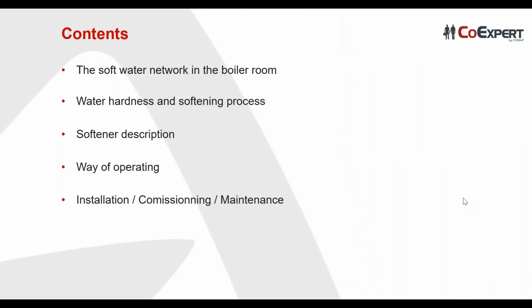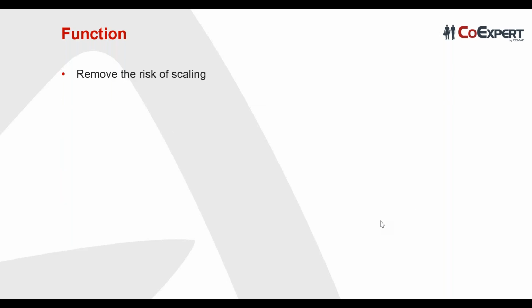So the contents of this presentation: first I'm going to describe where the software is installed in the boiler room. To explain how the software works, I'm going to talk about the water hardness and when it's necessary to produce soft water. Then the software description, the way of operating, and at the end, the installation, the commissioning, and the maintenance. So let's start with the function of the software.